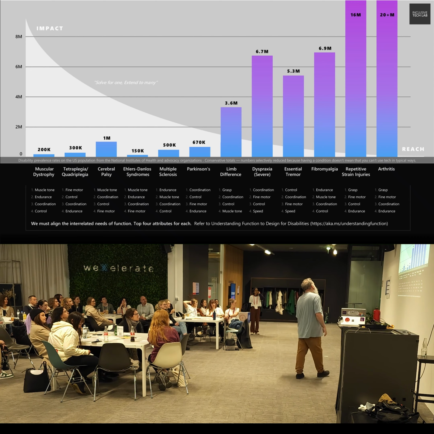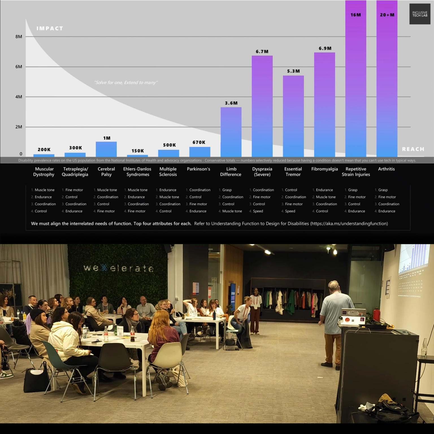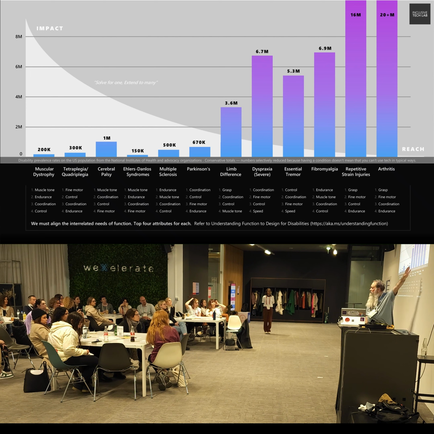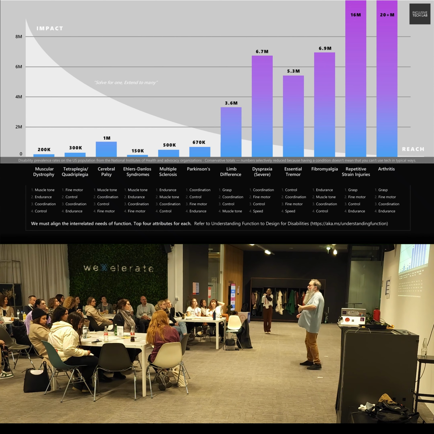I also have this thing in the background where I basically say, this side of the chart, when you solve for muscular dystrophy or quadriplegia or cerebral palsy, you have huge impact in people's lives, right? But this side of the chart, you have large amounts of people, okay? So this is how I think about solve for one, extend to many, because I don't have to think about the non-disabled. So I think about these spectrums of limitations for people with disabilities, right?